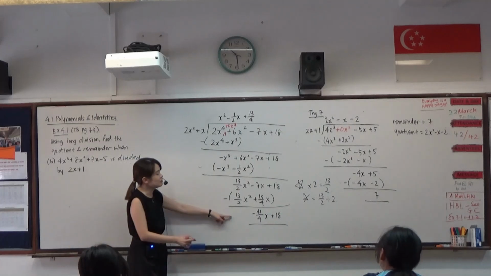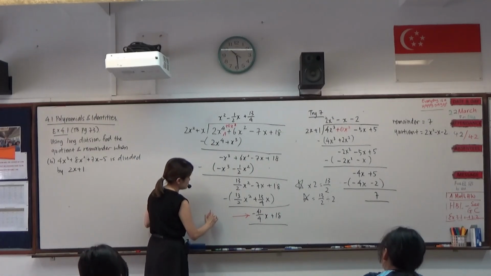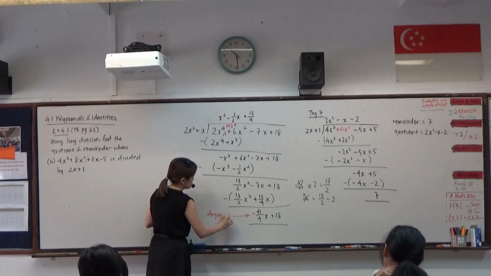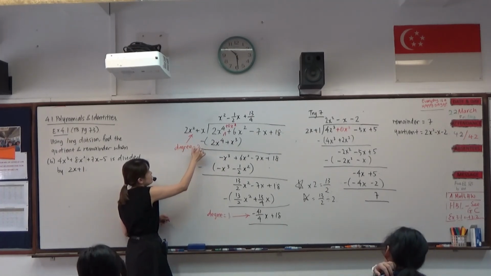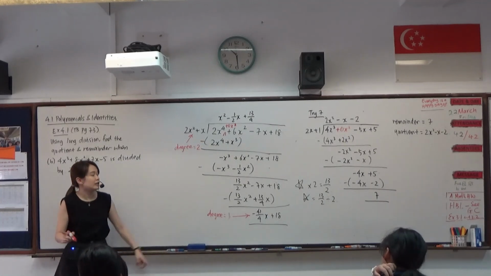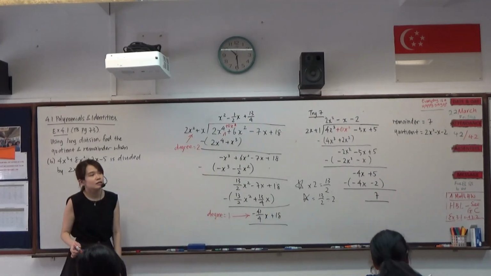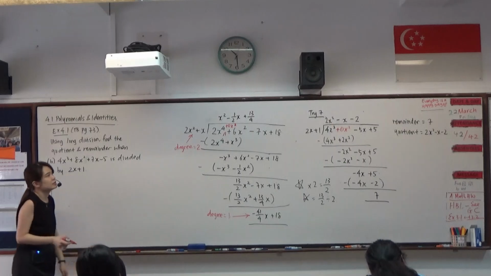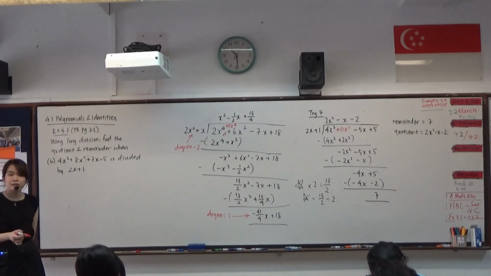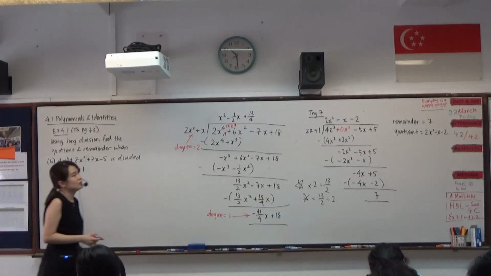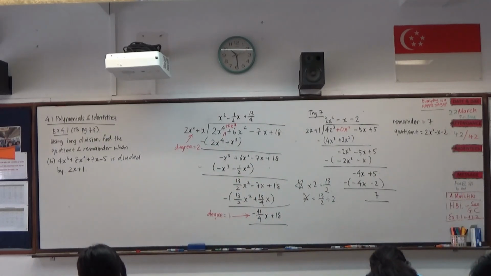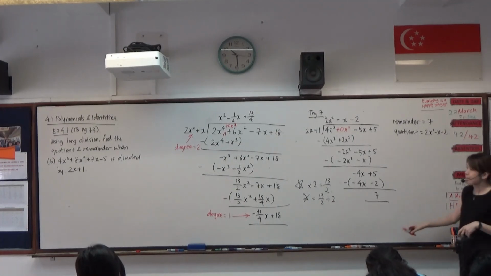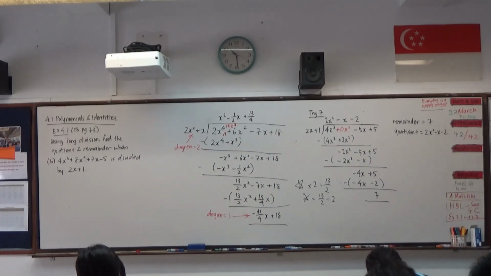Because the degree of this polynomial here is degree 1, whereas this one is degree 2. We stop once the degree is less than that of the divisor. I think this example was good, although it was random. It helps us to make sure we understand our concept.